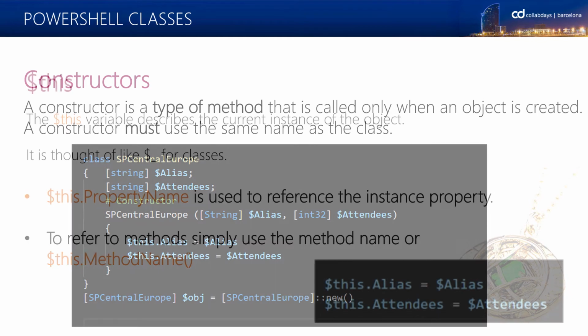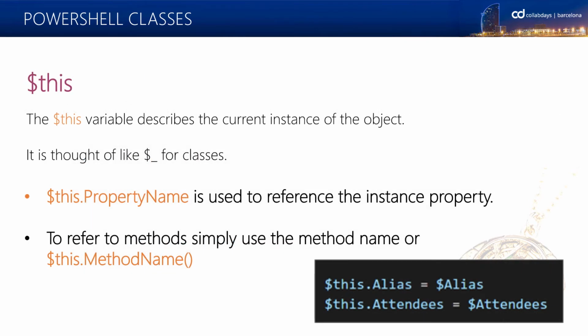And then there's this keyword variable that describes the current instance of the object. So the this property name is used to reference the instance property, and you put this and then the method name just to simply use the method itself.